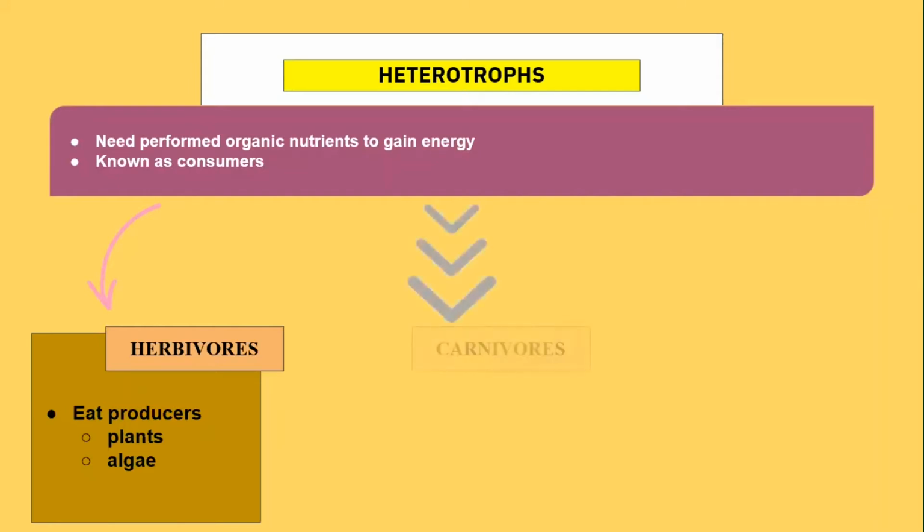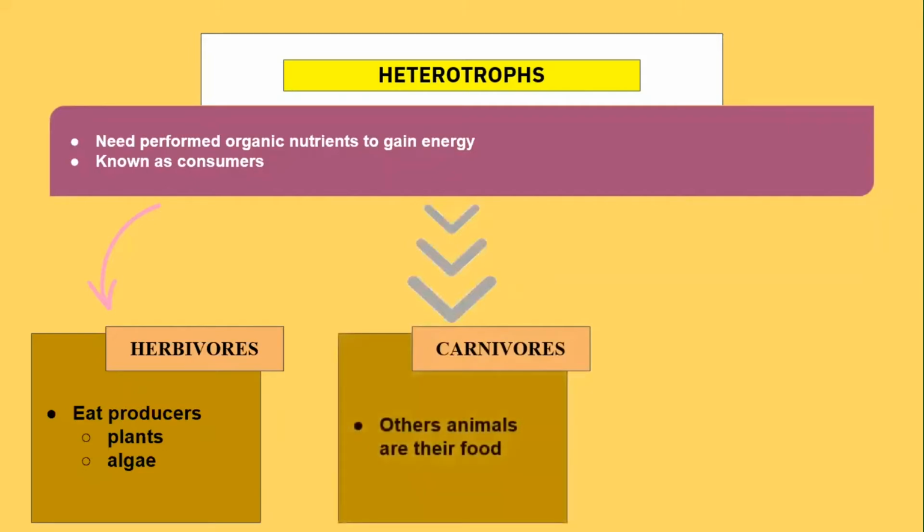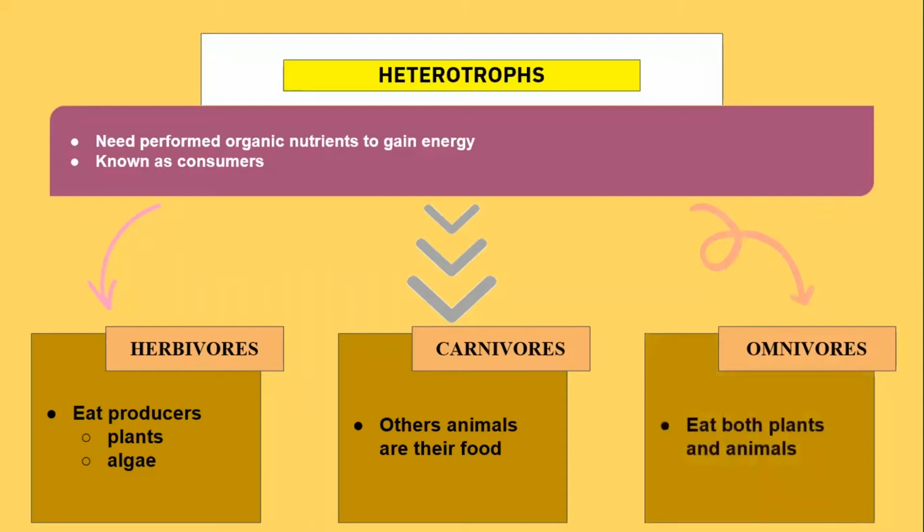Secondly, we have carnivores. Carnivores feed on other animals. Birds that feed on insects are carnivores, and so are hawks that feed on birds and small mammals. The next one is omnivores. Omnivores are animals that feed on both plants and animals. Chickens, raccoons, and humans are examples of omnivores. Some animals are scavengers, such as vultures and jackals, which eat the carcasses of dead animals.